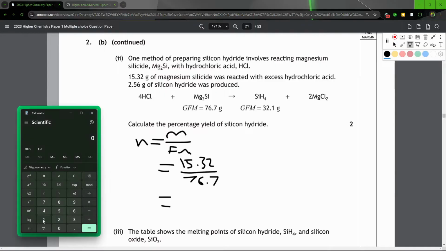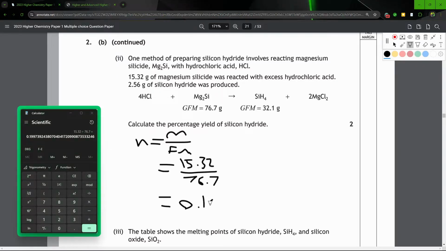and we'll quickly do that. Beautiful, it's 0.119 something or other. Just keep this in your calculator, don't bother writing it down right now. I'm just going to put dots actually, because they'll only reward you for the final answer. We'll just leave it in our calculator, because then there's less chance of making mistakes as well. So then it's a 1-to-1 molar ratio. 1 mole of this will create 1 mole of that. So that means we can just do the same equation again, replacing the general formula mass with silicon hydride.